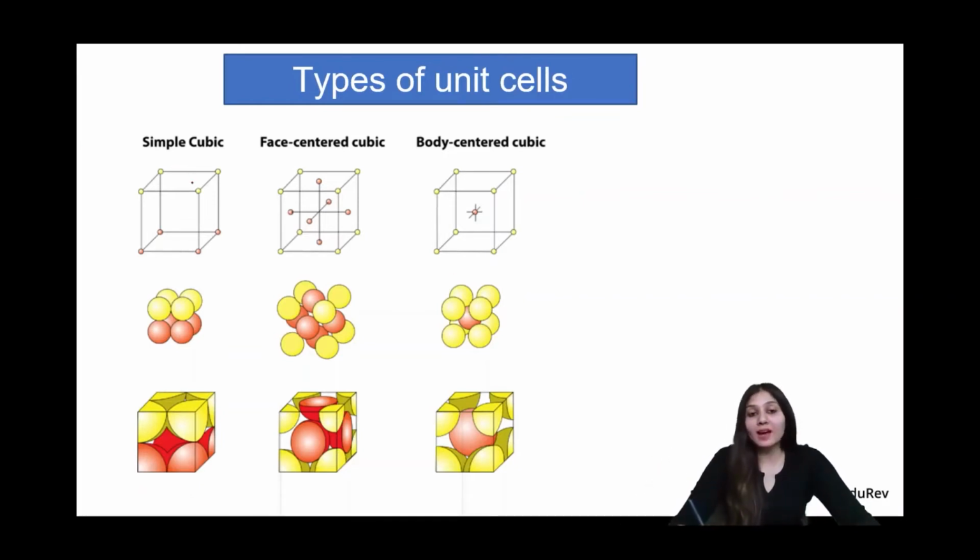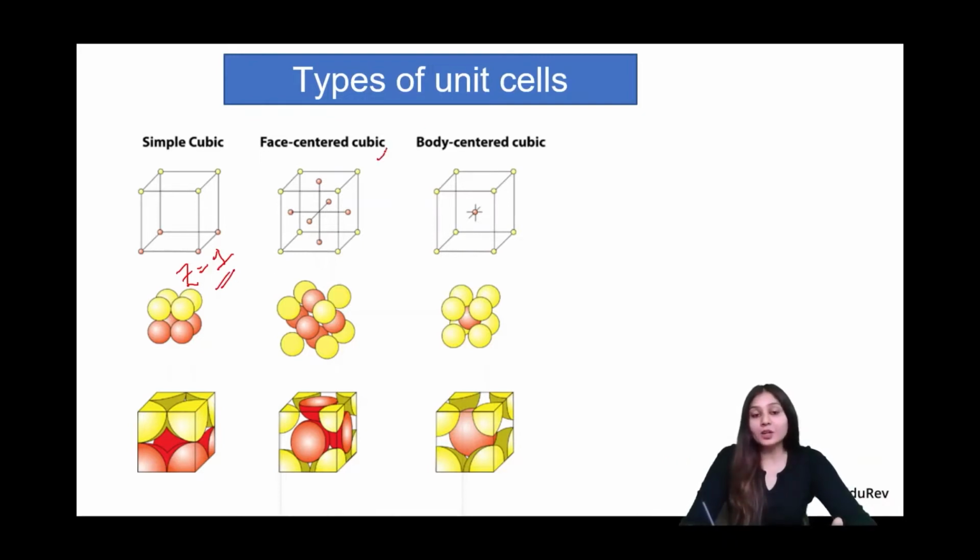In simple cubic, we have the lattice points or lattice sites only at the corners of the unit cell. A cube has 8 corners, so we have 8 atoms in this unit cell, but each corner atom is also shared by 8 different unit cells around it, so the total number of atoms in the unit cell of simple cubic is 1. So one unit cell has a total of only 1 atom.